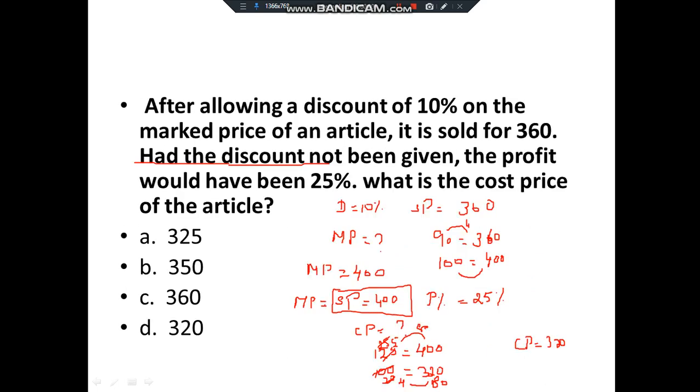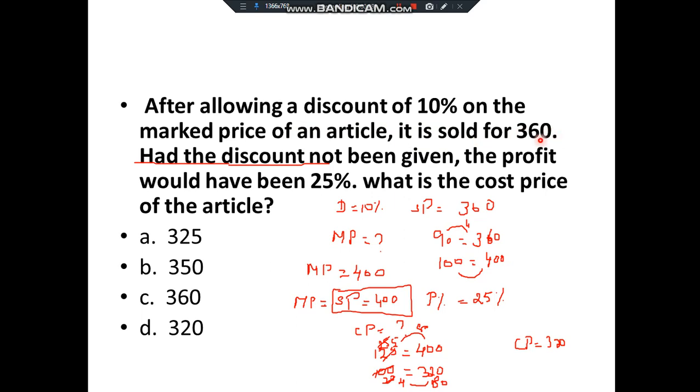See the next question. After allowing a discount of 10% on the mark price of an article, it is sold for 360. Had the discount not been given, the profit would have been 25%. What is the cost price of the article? We have seen this in the had-not-given concept. So we'll see how. Discount is equal to 10% and the selling price is equal to 360.